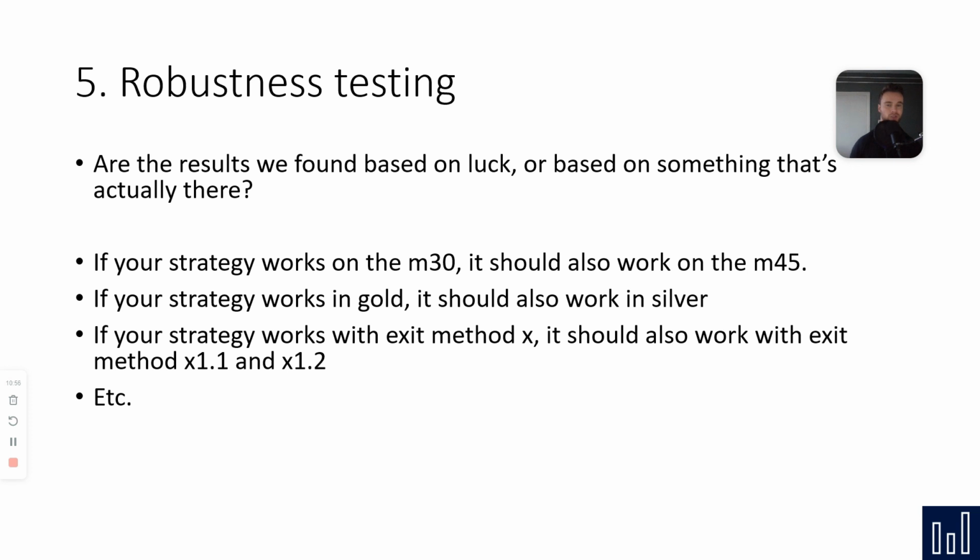Because if it works, for example, let's say you test a strategy with a fixed RR and it works on 1 to 1.1, but it doesn't work on 1 to 1.2, you have a problem because you found something based on luck, and the slightest change in your exit method now means you don't make money. That's not a good sign as well. All in all, you want to do a lot of robustness testing to really make sure that what you found isn't based on luck and actually has an edge.